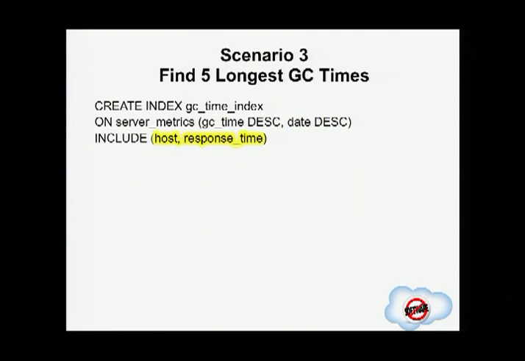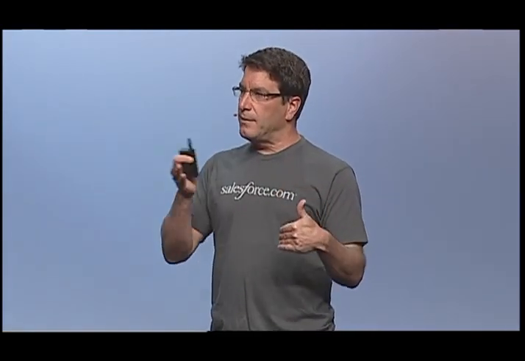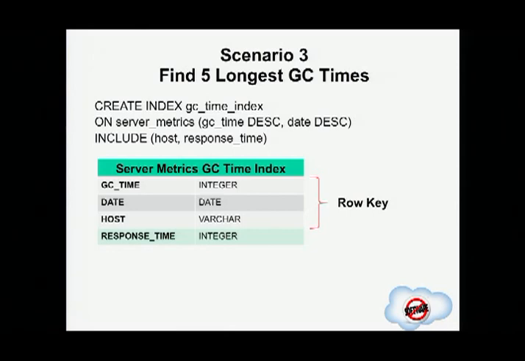And we're also going to include, to create a covered index, the host and the response time. And the reason we're doing this is we've chosen to take a little bit of a hit at write time such that when we scan this table, we won't need to join back to the main data table. We can essentially issue a scan against the index table without joining back. So here's what the row key looks like for our index table, which, again, is transparent to you, but gives you an idea of what's going on behind the scenes. So in this case, the row key will lead with the GC time in descending order, followed by the date in descending order.